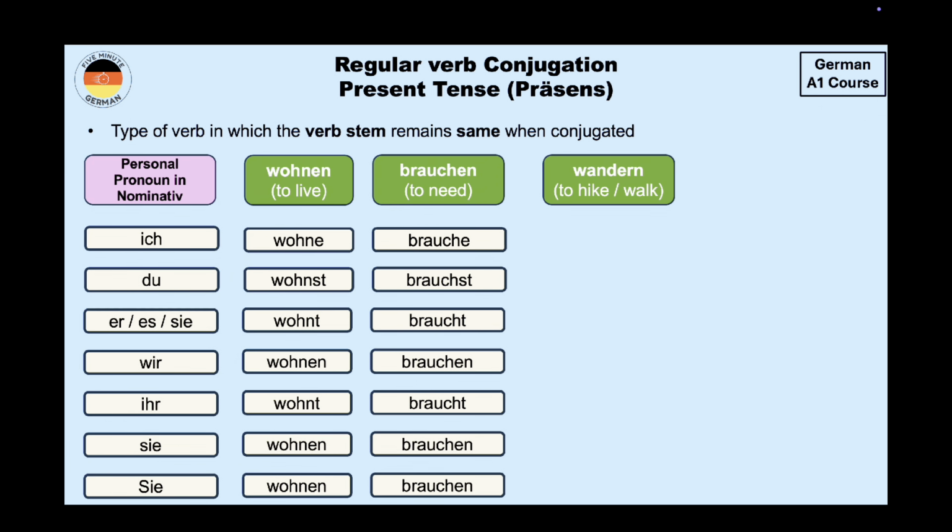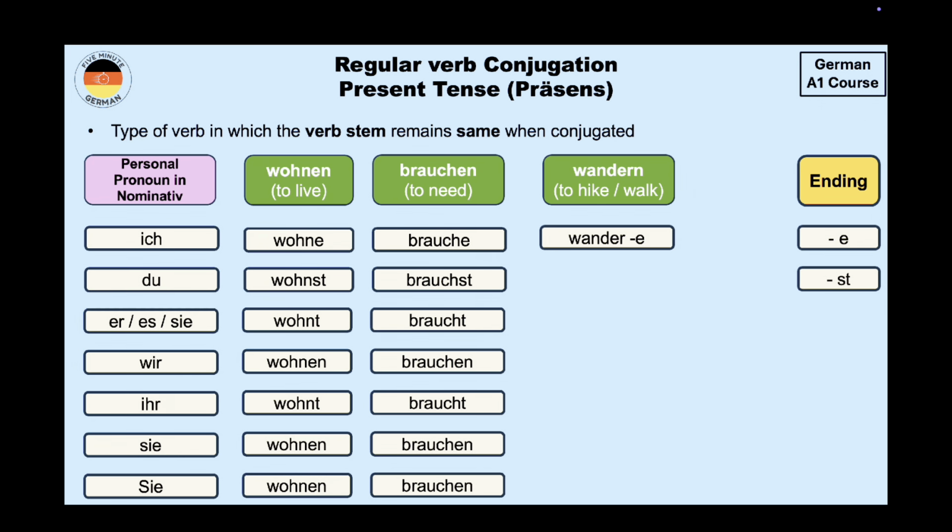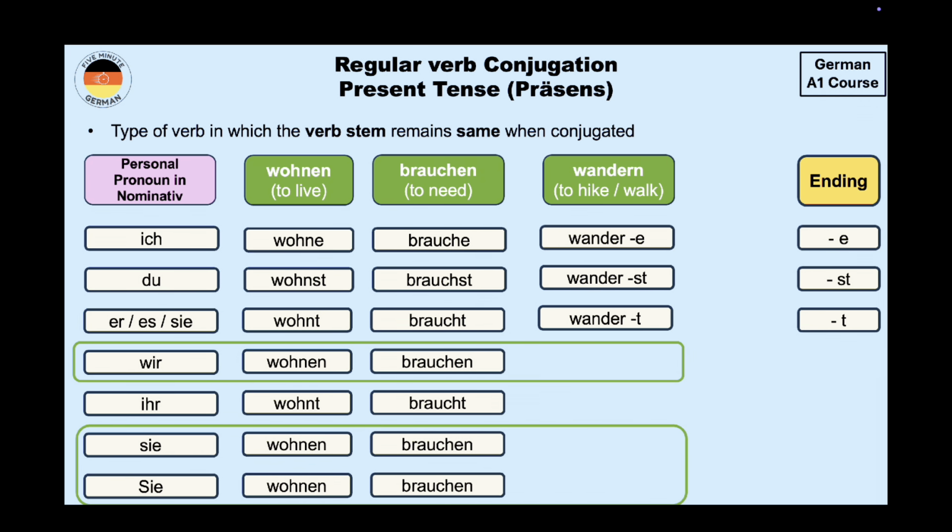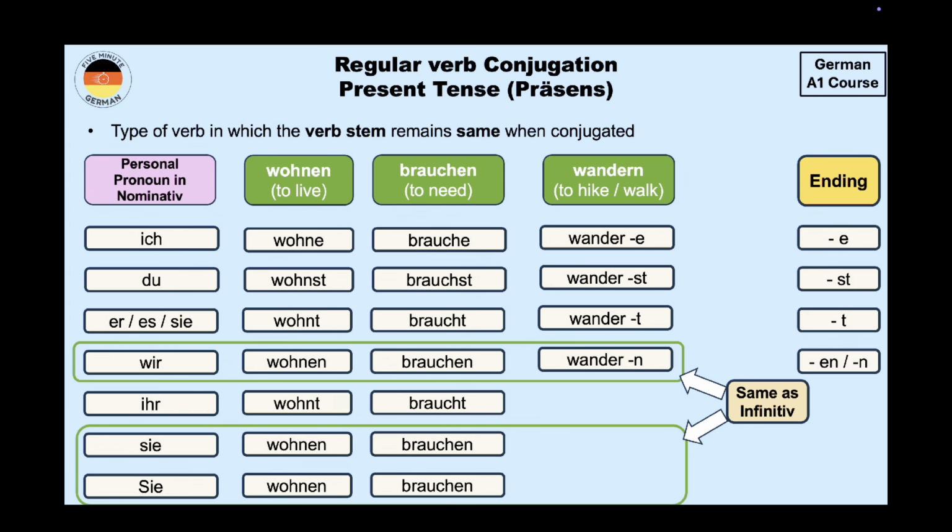Now let's conjugate it. We learned that the ending for the first person singular, ich, is e. So using this we can conjugate wandern as ich wandere. With du it is st, so it will be du wanderst. With er, sie, es the ending is t, so it will be er, sie, es wandert. With wir and the last two cases, which are sie and Sie, we learned that these are the same as the infinitive form, so it will be wandern with an n at the end and not an en, because we don't have an en in the infinitive form of wandern. So this means that the ending of wir can be en or n depending on the infinitive form.